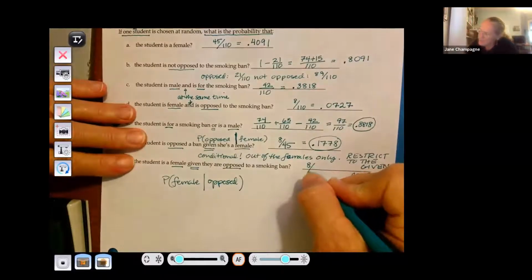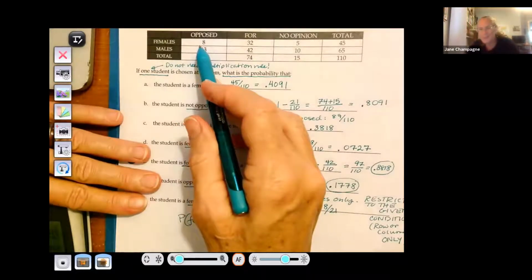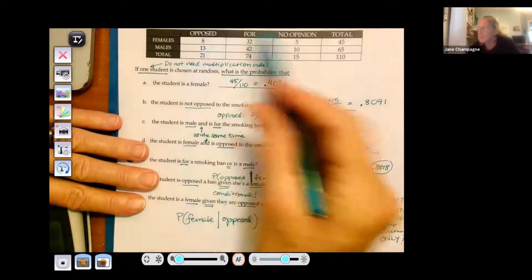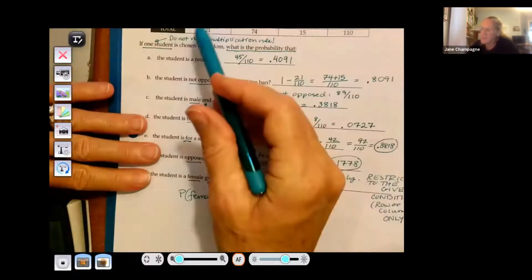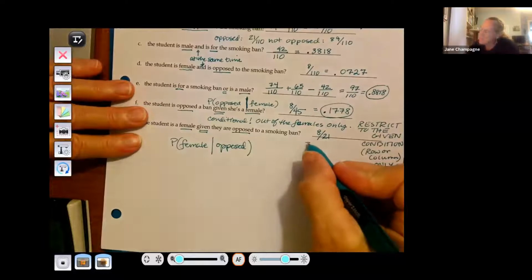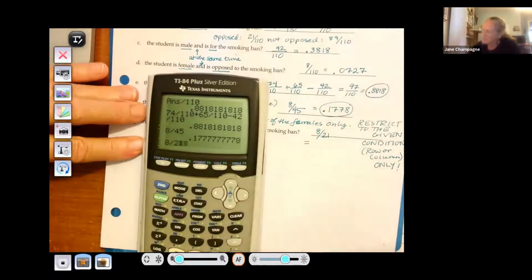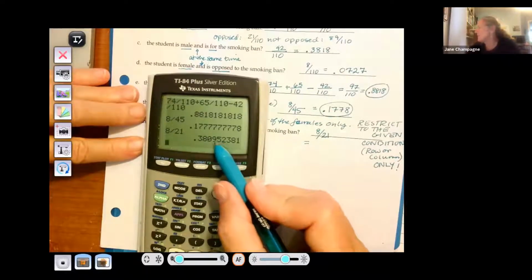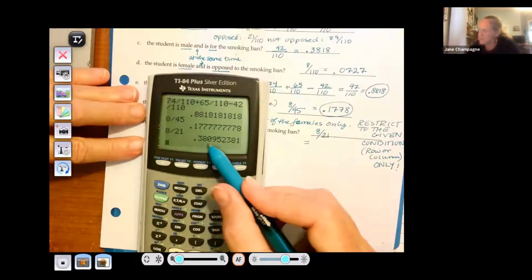You might notice that in both cases, it was 8 on top. The opposed females go on the top. Probability of being opposed given female is out of the females, whereas probability of female given opposed is out of the opposed. So 8 out of 21 is 0.38095. That 5 kicks that 9 up to a 10. So that's going to be 0.3810.